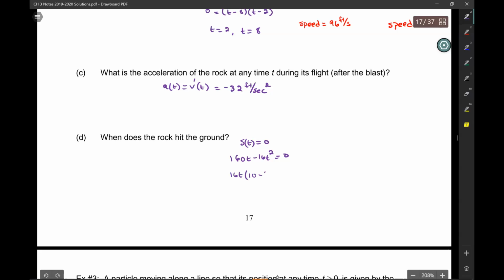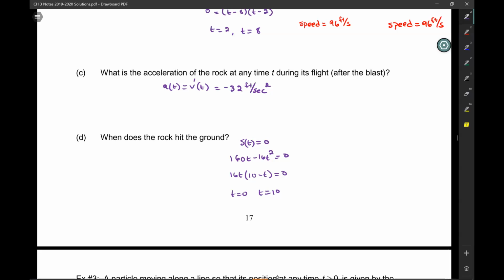So when does the rock hit the ground? At t equals what? Just t equals 10. Because t equals 0, you launched it up. It says when does the rock hit the ground? It hits the ground at t equals 10 seconds. Are we okay with this?